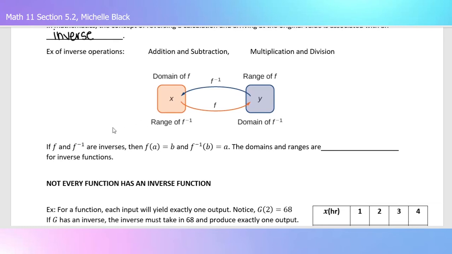If f and f inverse, again, this is the notation for f inverse, it's not the same as a negative exponent. So f inverse of x does not mean to put it in the denominator, like a -1. This is not what this is talking about. This is just notation meaning inverse.